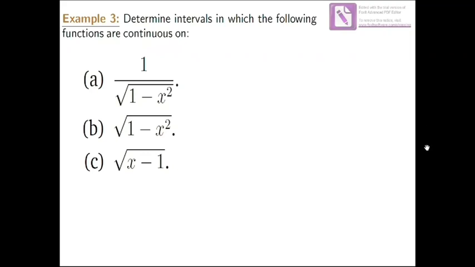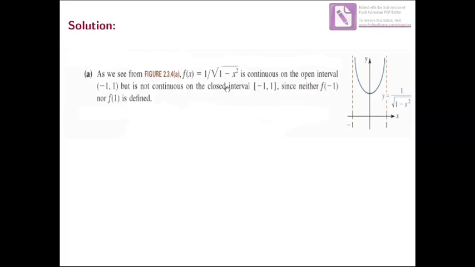So here we have 1 over root of 1 minus x squared. We need to know the intervals in which this function is continuous. So root of 1 minus x squared is in the denominator, so it should be not equal to 0. And since here we have a root, we take what is under the root and put it greater than 0. So we take 1 minus x squared greater than 0. That means x squared is less than 1, so x should be between minus 1 and 1. So the interval in which our function is continuous will be the open interval minus 1 to 1.